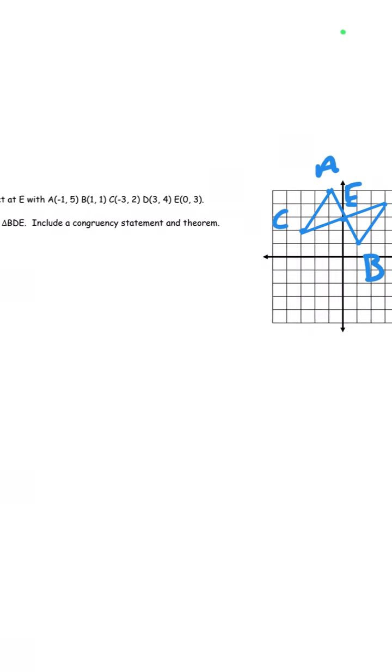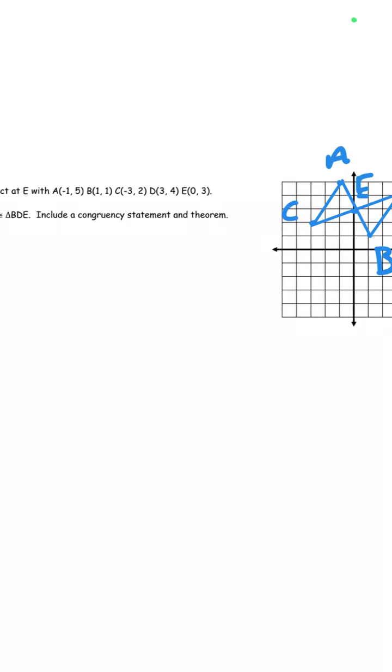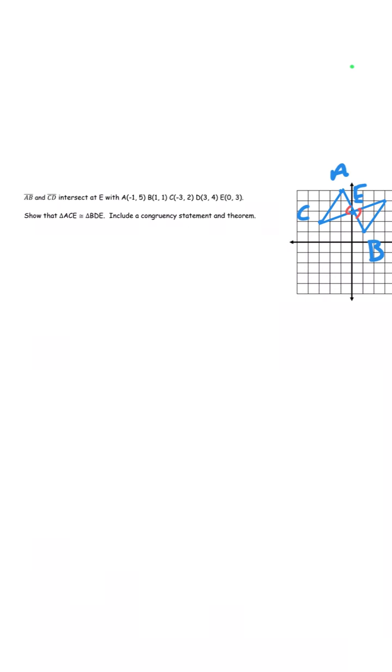let's look at this. I can do this by side, side, side, but I'm not going to, because that way I don't have to do 3 different distance formula problems. I'm going to do side, angle, side. Remember that those 2 are vertical angles. So if I set up a 2-column proof, I'm going to have a statement and a reason.